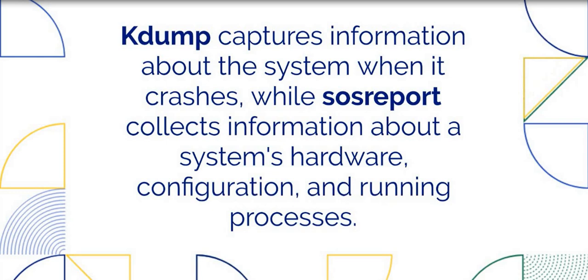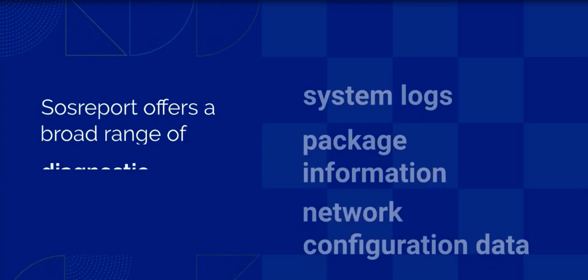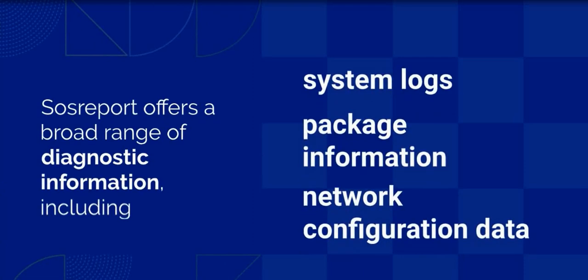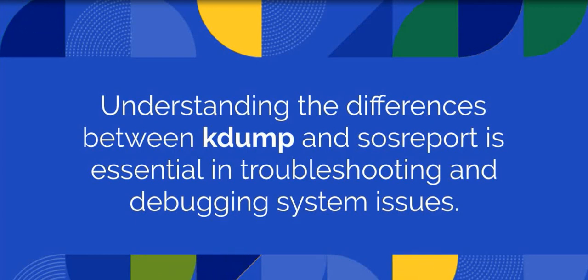Kdump captures information about the system when it crashes, while SOS collects information from a running system about system hardware, configuration, and running processes. Kdump focuses on gathering information about the kernel state when a crash occurs. After the crash, the system reboots, and SOS offers a broad range of diagnostic information including system logs, package information, network configuration data. Understanding the difference between Kdump and SOS report is essential in troubleshooting and debugging system issues.